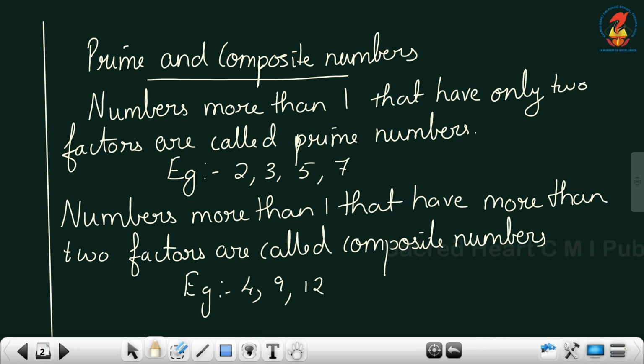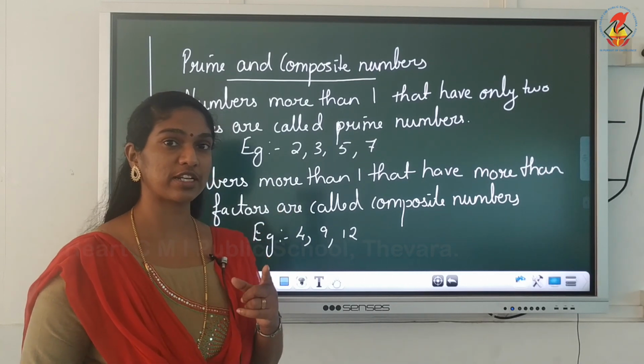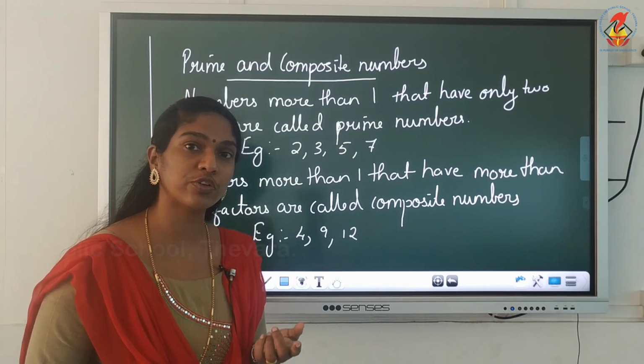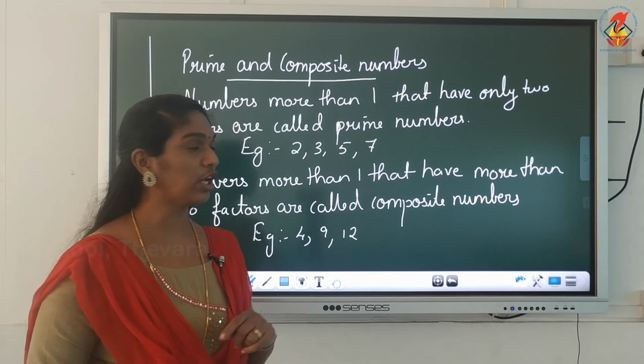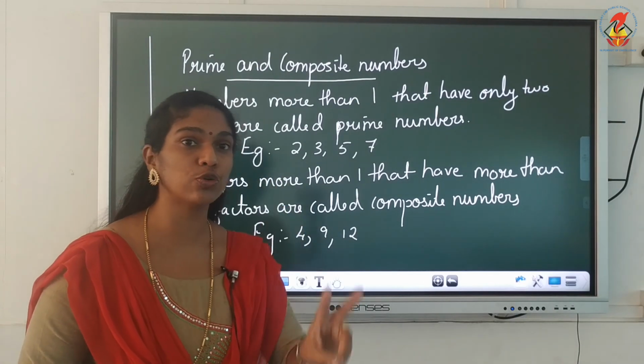Which are those numbers? You take the number 2. Which are the factors of 2? 1 into 2 is 2. That's all, right? So what are the factors? 1 and 2. You take 3. 1 into 3 is equal to 3. What are the factors? 1 and 3. You take 5. 1 into 5 is equal to 5. Factors are 1 and 5. So those type of numbers are called prime numbers, that have only 2 factors.